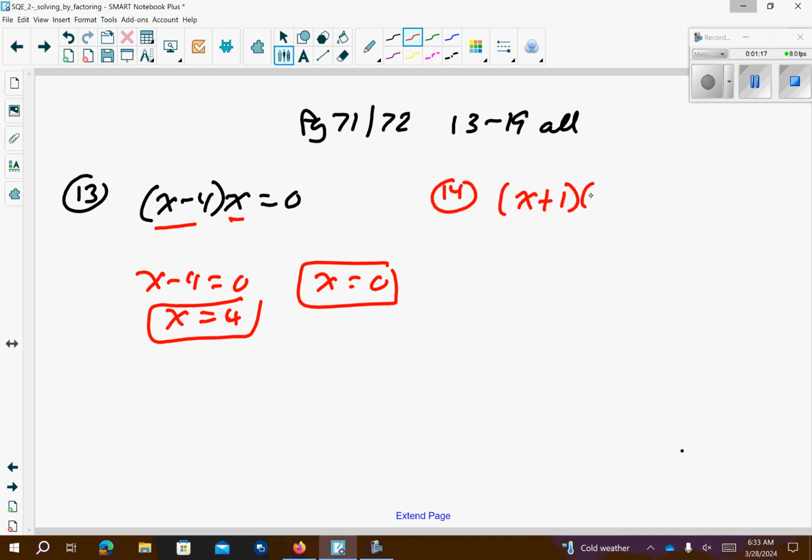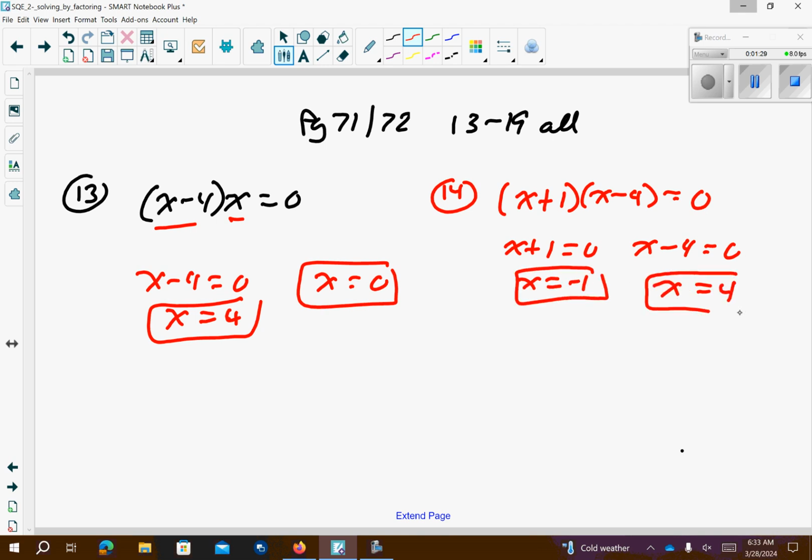And we have x plus 1 and x minus 4. Those are equal to 0. Set each of these equal to 0 and solve it. So subtract 1 from both sides. Add 4 to both sides.